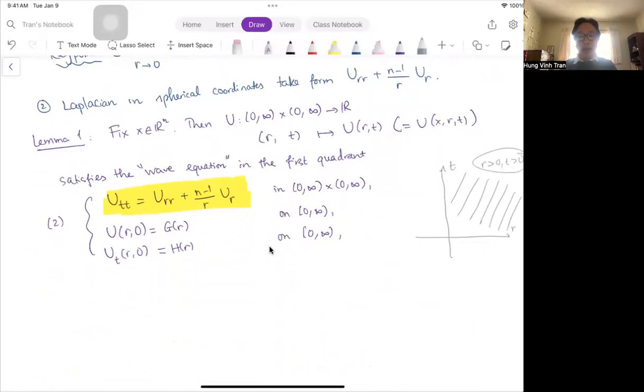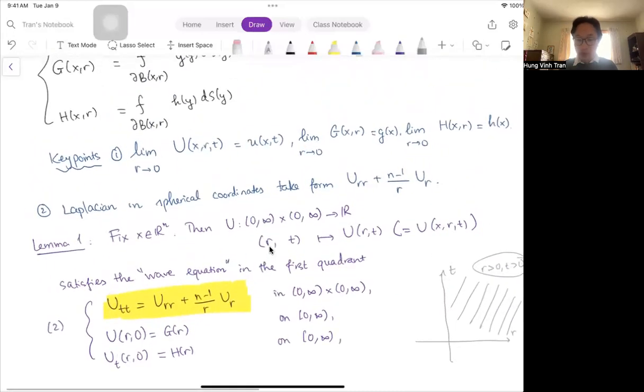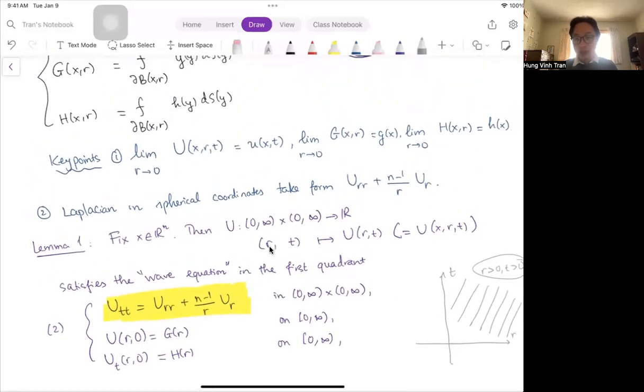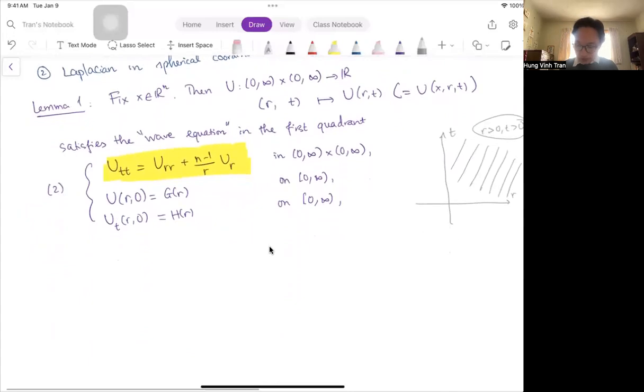Okay. Now our purpose is to use this modified wave equation in the first quadrant, try to solve it, and then come back and use this first property. Once we have u of r,t, we can let r go to 0 to recover u of x,t. Okay, so that's the idea.